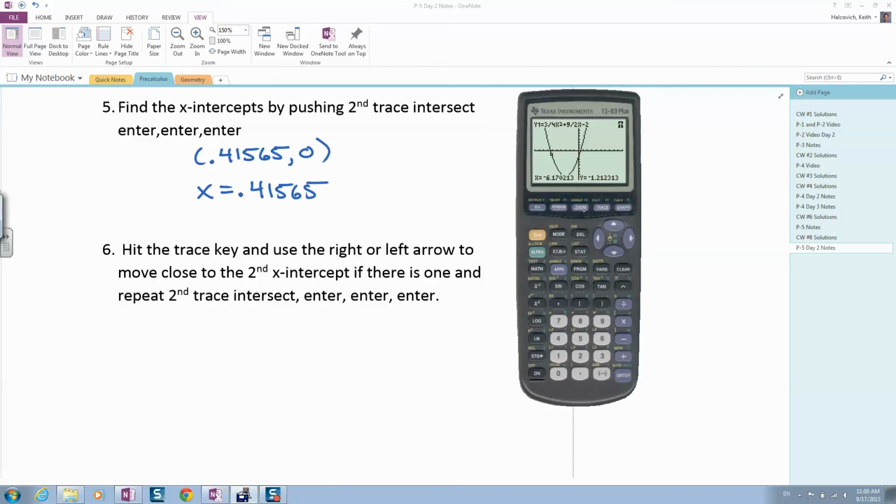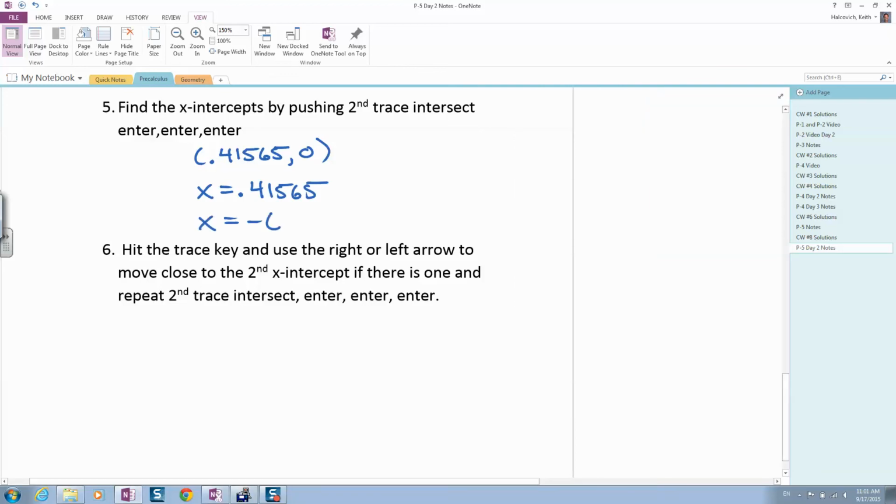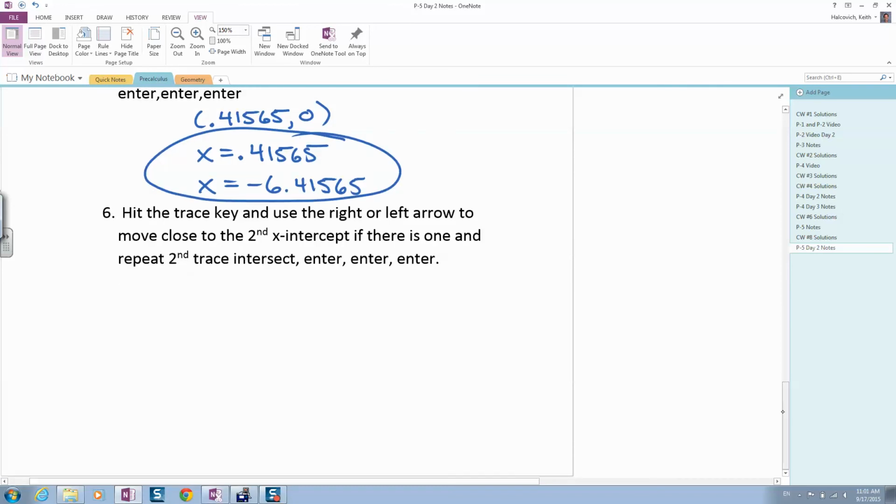So you go second trace, intersect, enter, enter, enter, and notice it gives you the next one, which is negative 6.41565. And there are your 2 x-intercepts. Those are your 2 answers. You solve the equation by graphing.